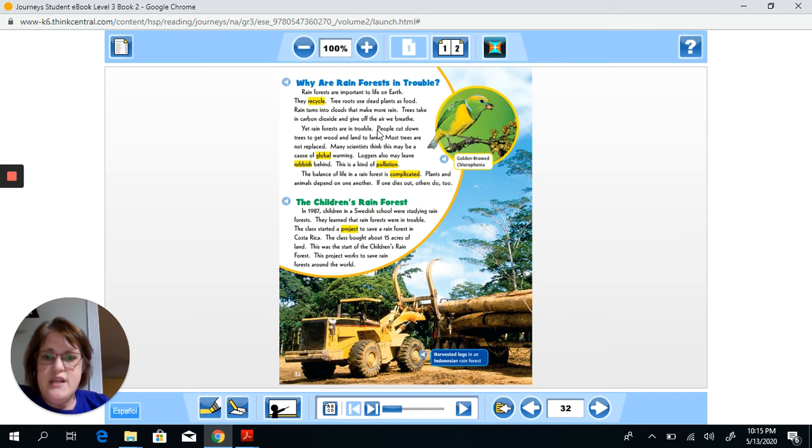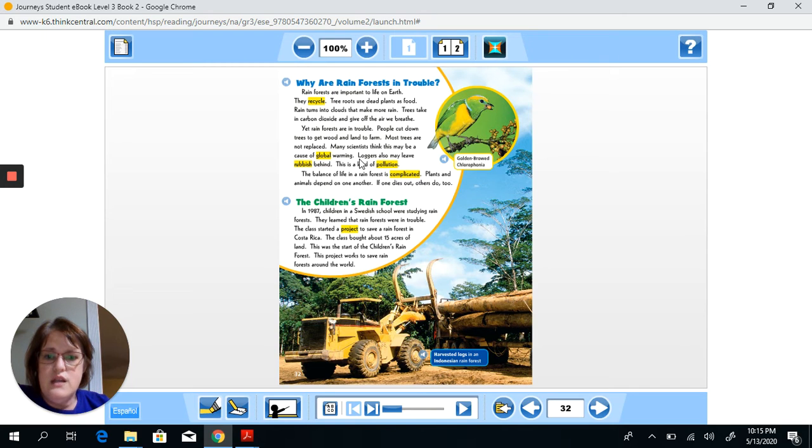Also, there's information here about why the rainforests are in trouble, because people keep cutting down the trees to get wood and land to farm. But most of the trees are not being replaced. This is also causing a problem called global warming, which affects the temperature all over the world.